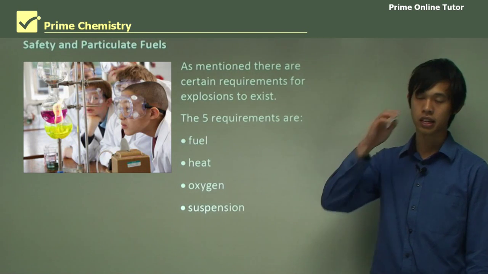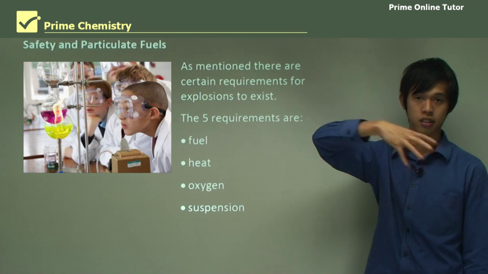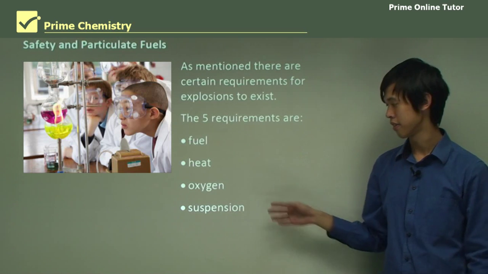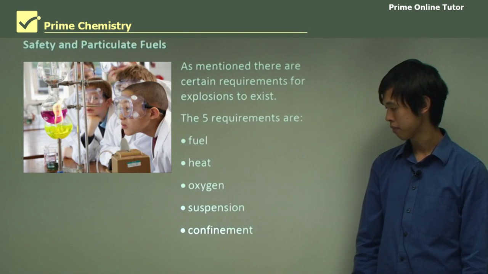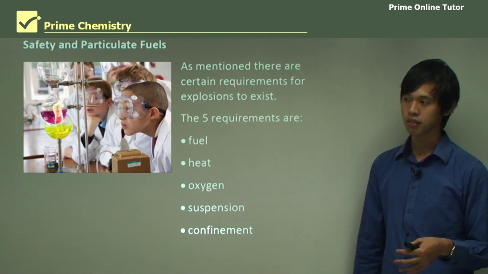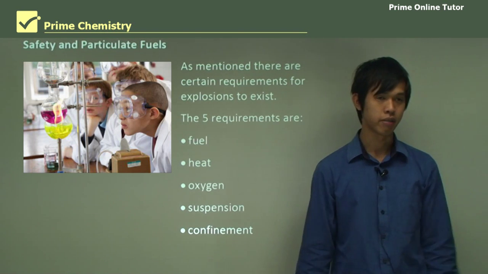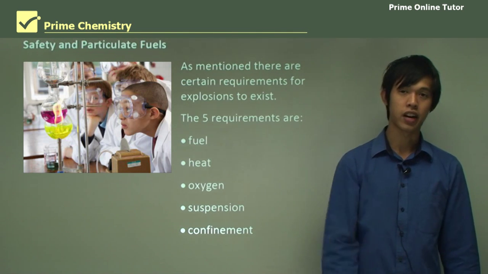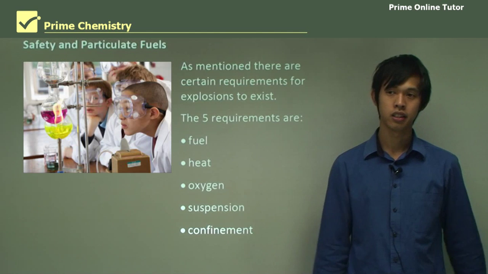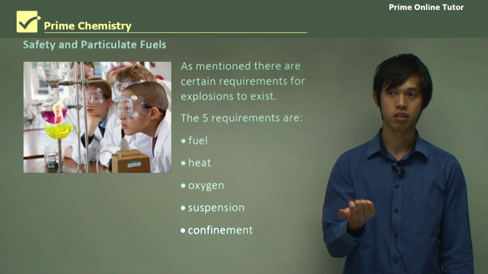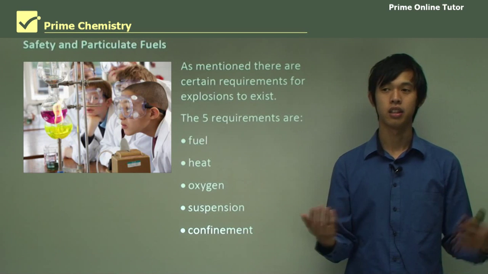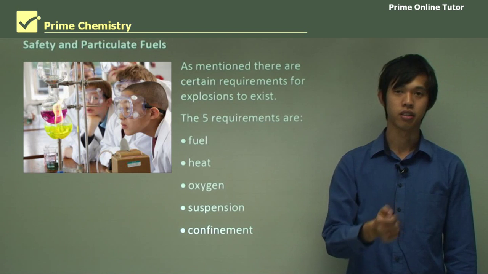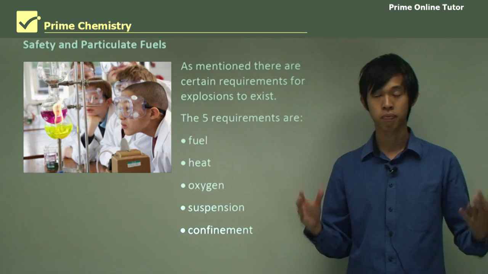Suspension, so you need the fuel to be suspended throughout the oxidant, or at least be mobile enough to sort of move around. So it needs to be suspended. And it needs to be confined. So if I have all this coal dust out in a field somewhere, and I try to light it on fire, and a gust of wind blows by, nothing's going to happen because there's too much mobility. The coal will just get carried away, and my little lighter will just be on. Okay, so you need to confine it.